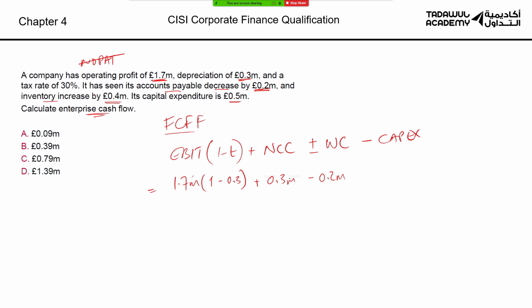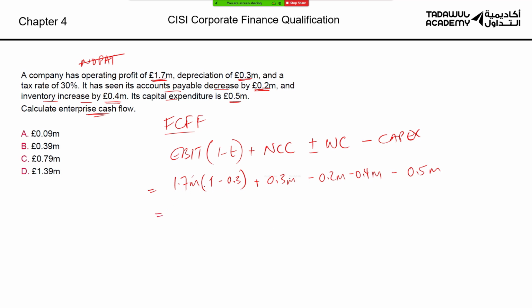And the inventory has increased by 0.4. How does the inventory increase? By you spending money. When you buy inventory, the balance increases. So if the inventory increases, you've used cash. So your cash has gone down by 0.4 million. Its capex is 0.5. That means your capital expenditure is 0.5 million. You have used cash to spend on capital expenditure.